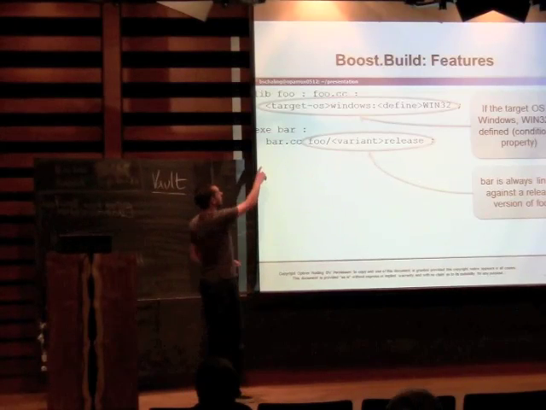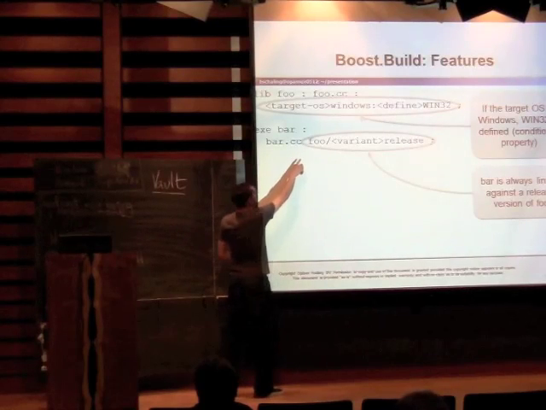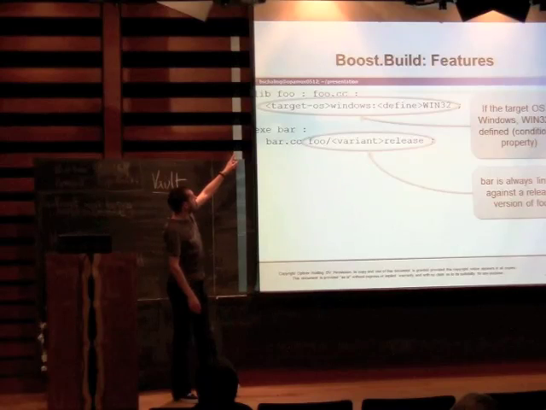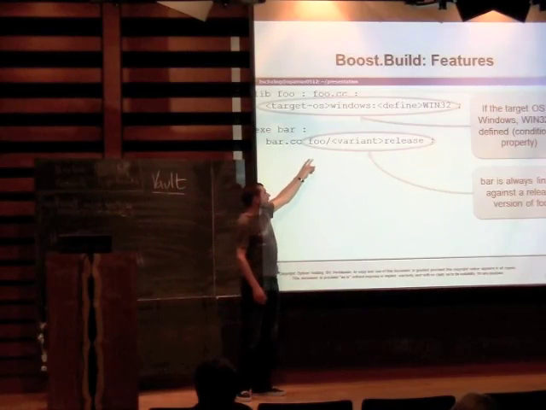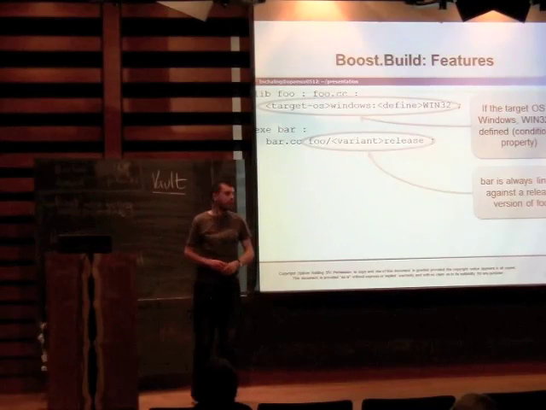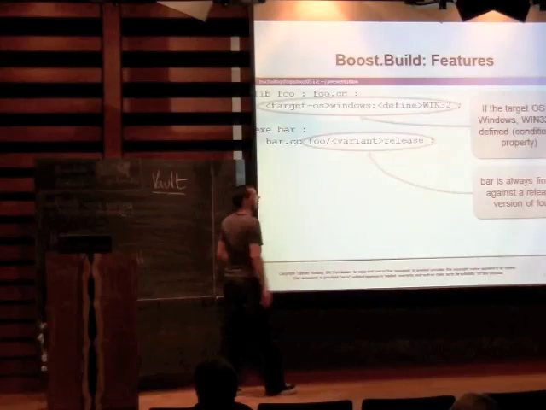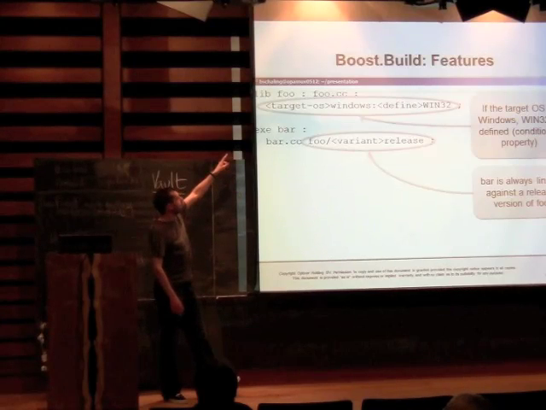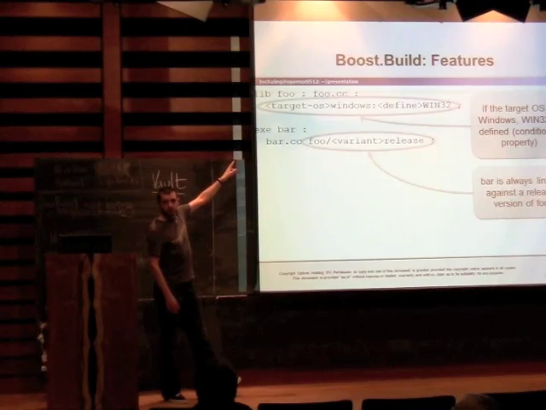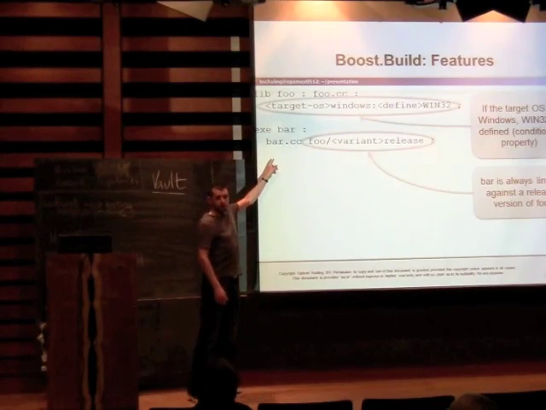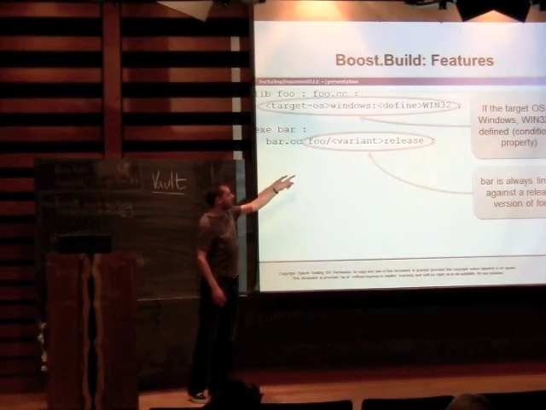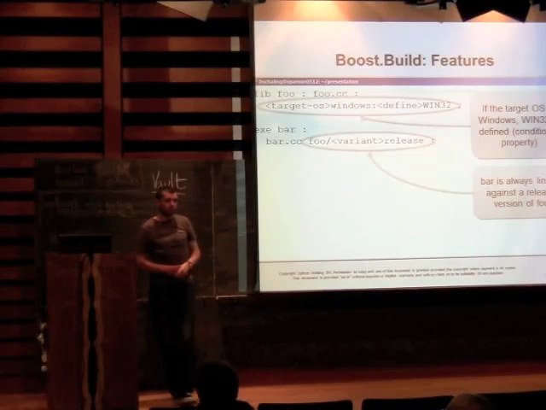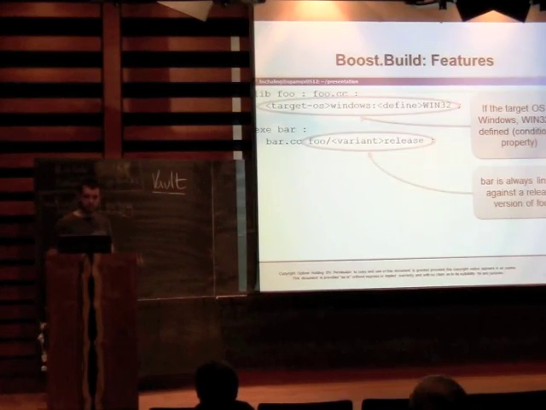What you also can do, when you have here target as a source. So here we have the library foo, and we want to use foo to build our executable bar. And for whatever reason, you want to always link against a release version of the library foo. Then we can add here a slash, and we can use feature here. And in this case, it means that foo is not always built as a release version. We can still build the library foo as a debug version. But when we build the executable bar, no matter whether it is a debug or release version of bar, that executable always links against a release version of foo.